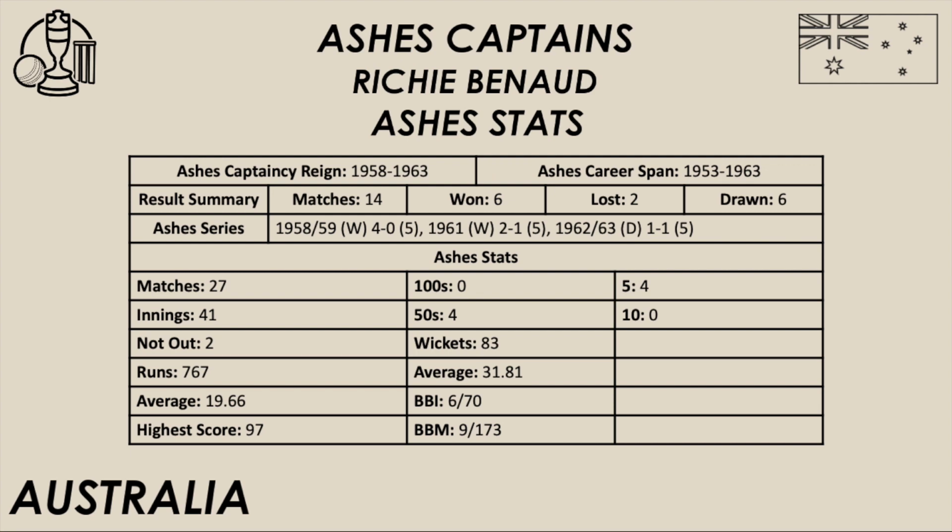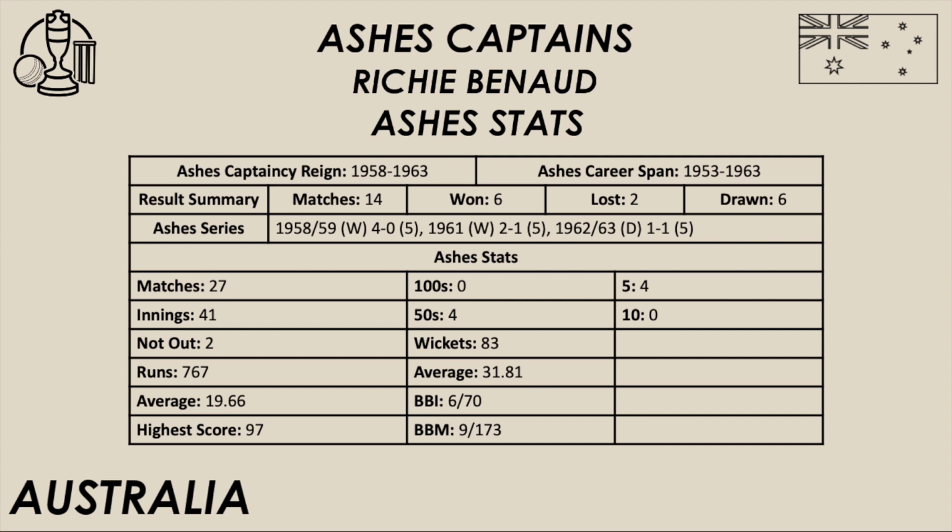His Ashes record was outstanding, taking 83 wickets at 31.81, with best innings figures of 6 for 70, best match figures of 9 for 173, and 4 5-wicket hauls as a bowler. He scored 767 runs at 19.66 with 4 half-centuries, highest score of 97 as a batsman, in 27 Ashes tests between 1953 and 1963.